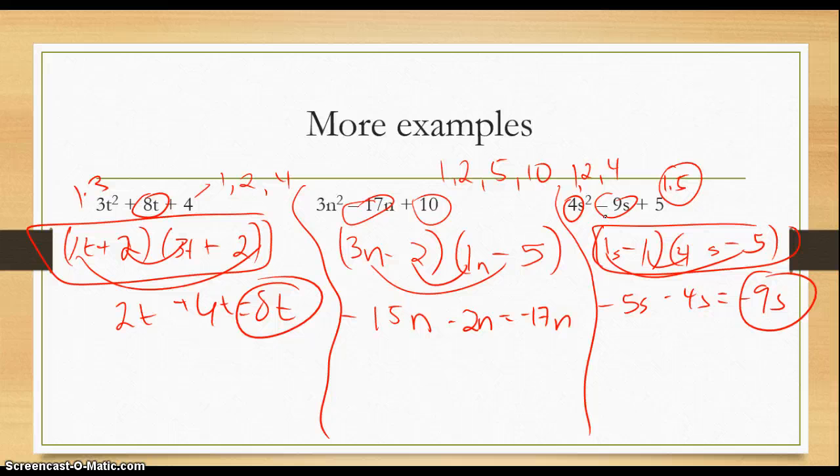The main thing, when you plug it in, is that you get your middle term out. So you have to check the outer and inner. It's very important. You know the first part will give you your first A, and when you multiply the last part, you know you will get C.